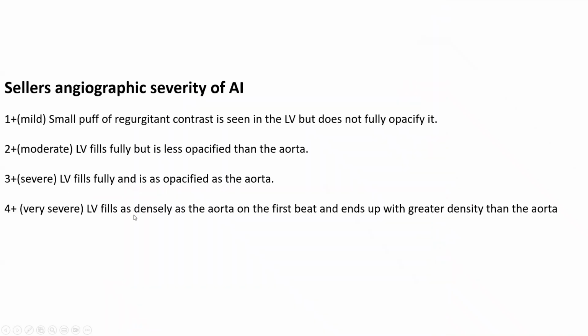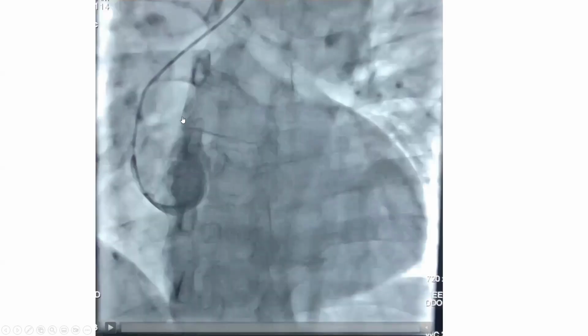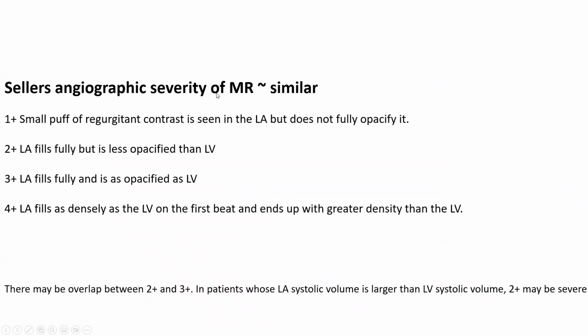4+ means the LV fills as densely as the aorta on the first beat and ends up being more dense and more opacified than the aorta. 3+ is already severe, 4+ is very severe. So LV more dense than the aorta is 4+, LV as dense as the aorta is a 3+. And in 4+, LV becomes already as dense as the aorta within one beat and becomes more dense in subsequent beats. Same applies for MR.